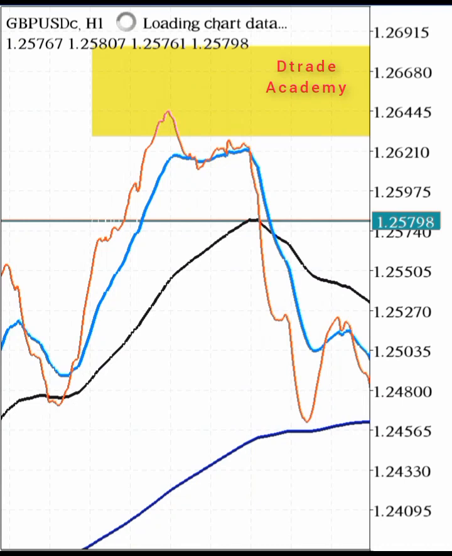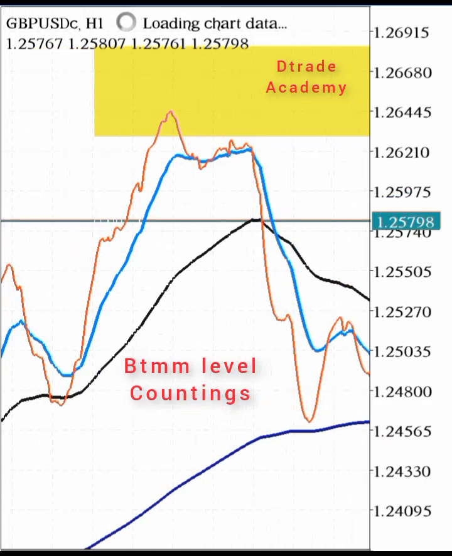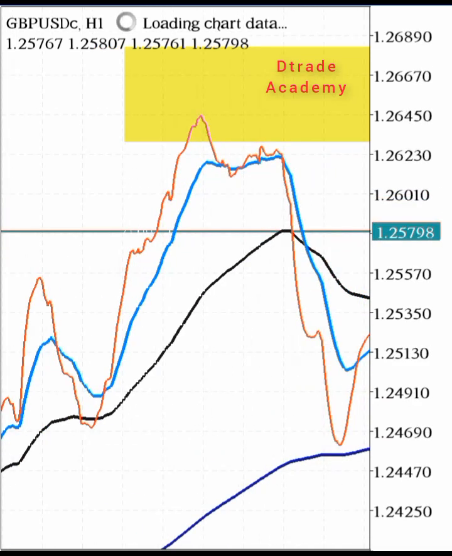Our topic today will be on level counting using Btmm indicators. And how do we know what level we are while trading? So this is how we know. We start from the end of level 3. Btmm has 3 levels of counting: level 1, level 2, level 3. So for you to count level 1, you have to be able to identify the end of level 3.